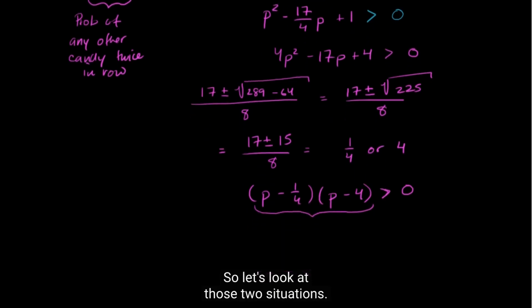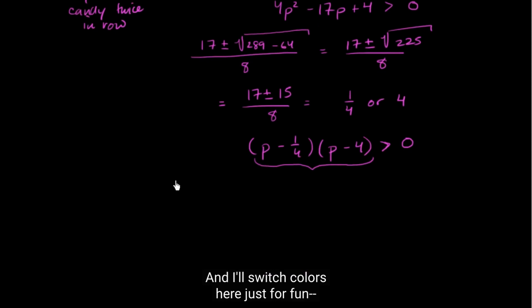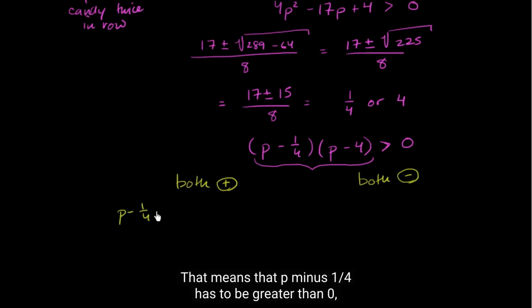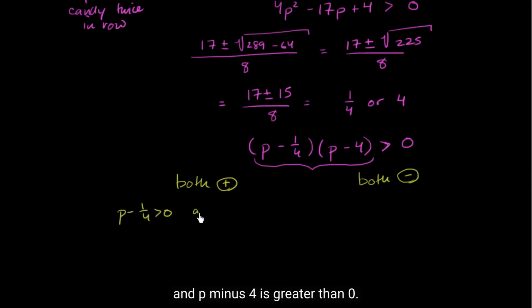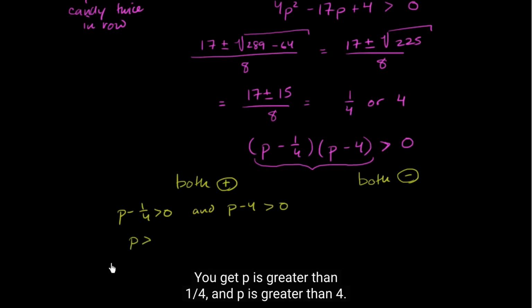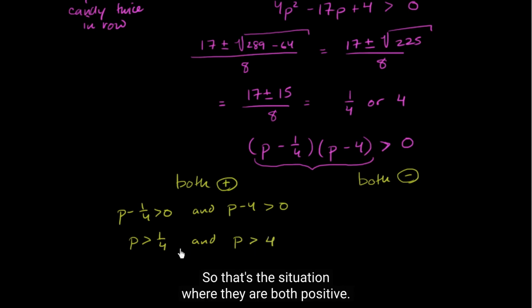So let's look at those two situations. So I'll switch colors here just for fun. So both positive or both negative. So if they're both positive, that means that p minus 1/4 has to be greater than 0, and p minus 4 is greater than 0. Add 1/4 on both sides right over here. You get p is greater than 1/4, and p is greater than 4. So that's the situation where they are both positive.